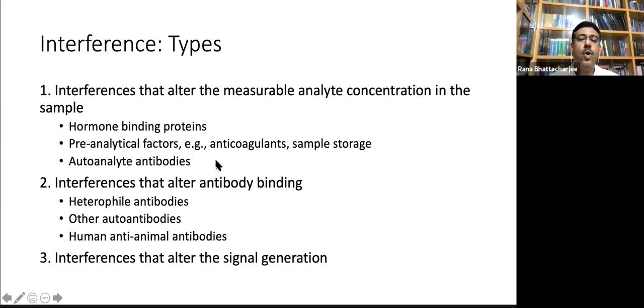There are some autoanalyte antibodies, like anti-TG antibody, which can give rise to falsely low values of TG in immunometric assays. There can be some interference that can alter antibody binding. I will discuss a few of those. One of them, as you all know, is called heterophile antibodies.